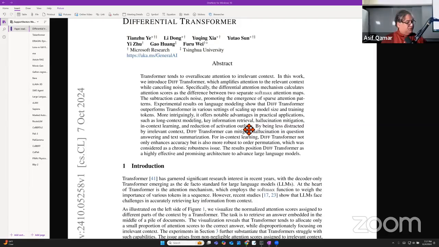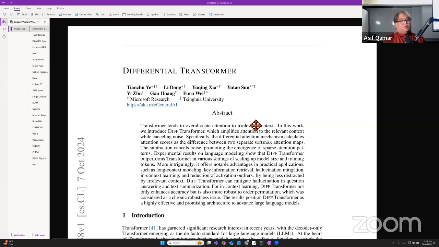So we'll do a few things. First of all, what is this paper about? What is it that they're proposing, this differential transformer? Why do we need it? How does it work? And then we'll see that the results are quite impressive. And then we'll reflect upon why it works. Why does such a simple idea prove to be so very effective? So let's start with the abstract.